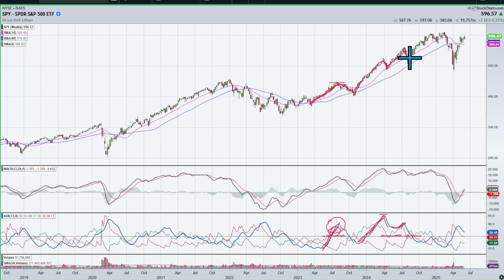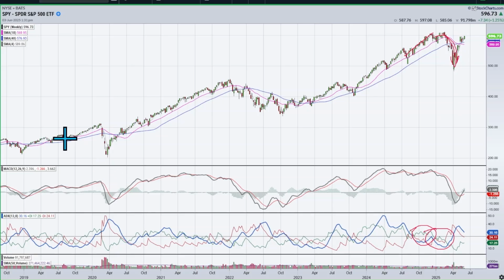Now, we pull back again, and then we move up again, and look at what happens. The ADX drops under 25 as price is going up. That, to me, is a big difference. All of a sudden, we had a situation where ADX was confirming, but then on the last leg, as it's moving higher, this is not confirming. So I'm not expecting confirmation. I'm actually expecting a reversal.